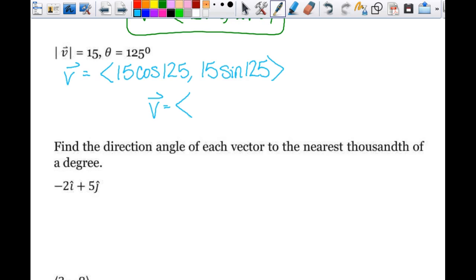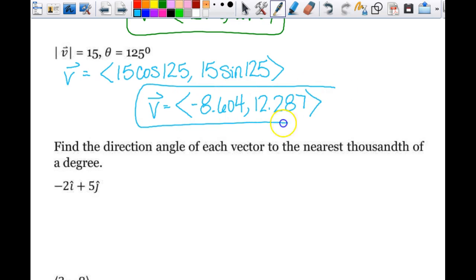And since the angle is 125, does that tell you, if you think about this as a coordinate point, what quadrant that point should look like it's in? We're in quadrant 2, so we expect a negative x and a positive y, and you get what for x? Good, negative 8.604, and for y you get 287. Everybody okay with that? Any questions at all?